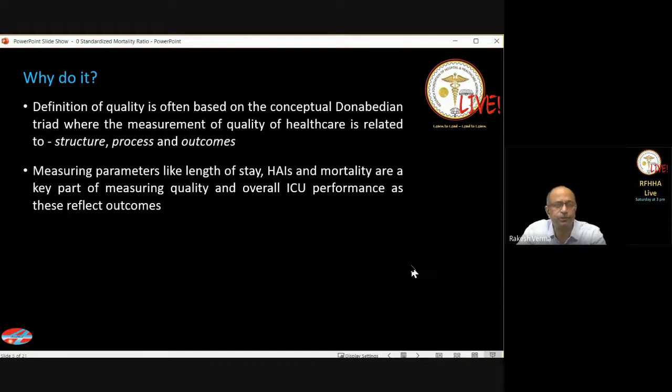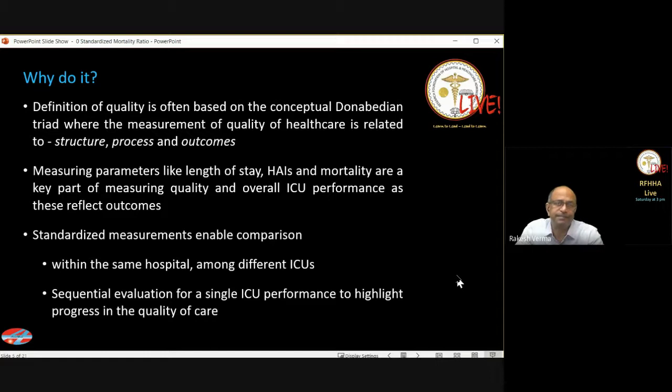And there is also a large amount of confusion in many places as to how to go about it, for two reasons. Using scoring systems is something which is not in common practice in intensive care. This is the first limitation. And many times people are not aware of how it is done. Standardized measurements enable comparison. I have already said enough about it.